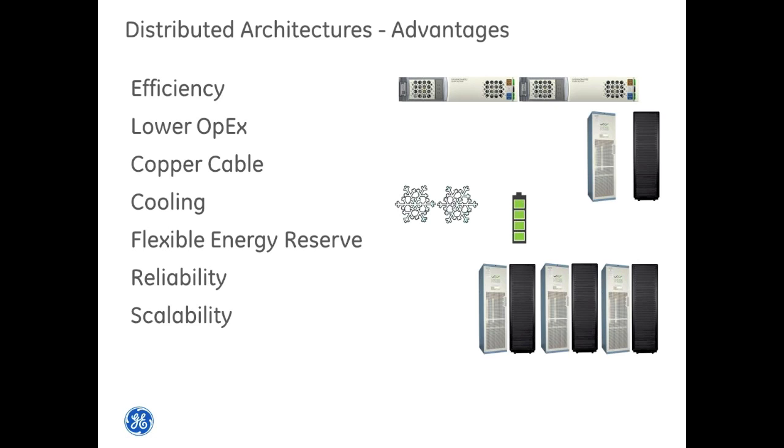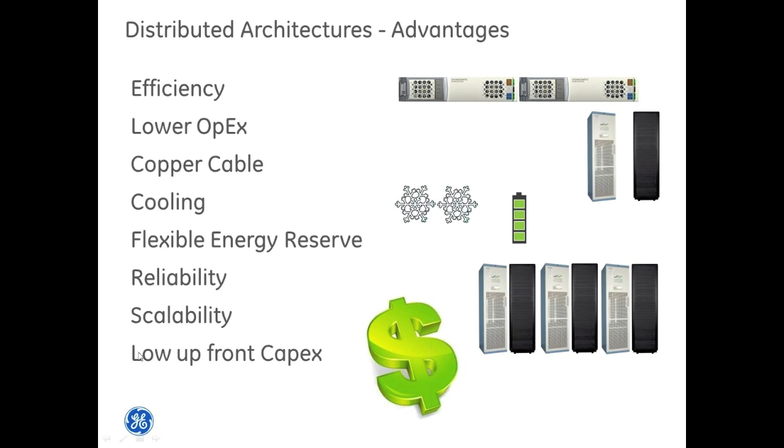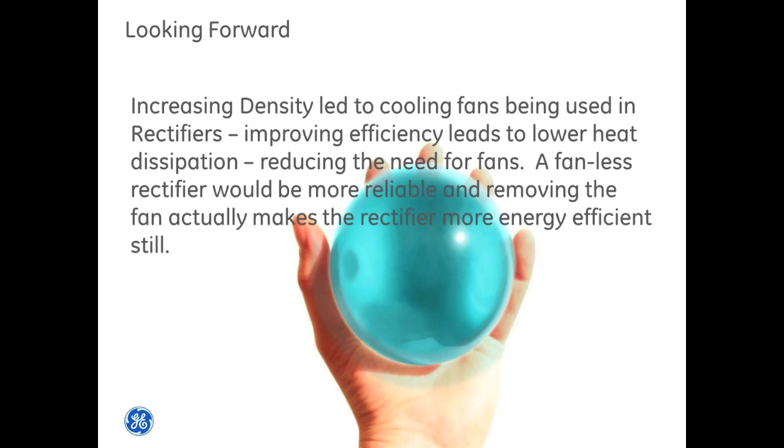Scalability. I only add power when I add load. I don't have to build a ginormous power plant just for a single cabinet. If I have to add a cabinet, then I add the power. If I add a row of cabinets, then I add a power cabinet, whichever way I've chosen to go. So I'm not spending all the money up front. I only add the power equipment as I need it. That reduces the upfront capex big time.